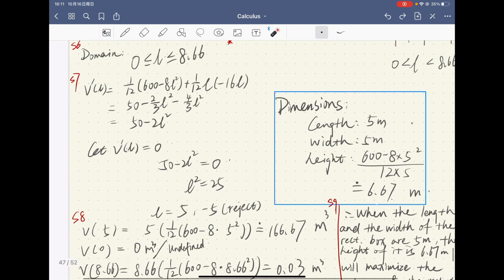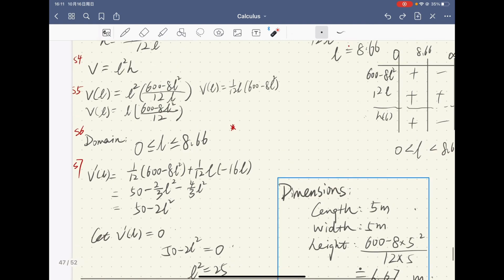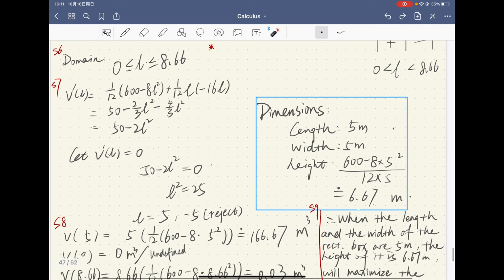The question wants me to find the dimensions of this rectangular box. I know L should be equal to 5 meters, so the length and width should be 5 meters. I just need the height, so I put 5 back into the equation to calculate H. After the calculation, H is approximately 6.67 meters. Those are the dimensions of this rectangular box.